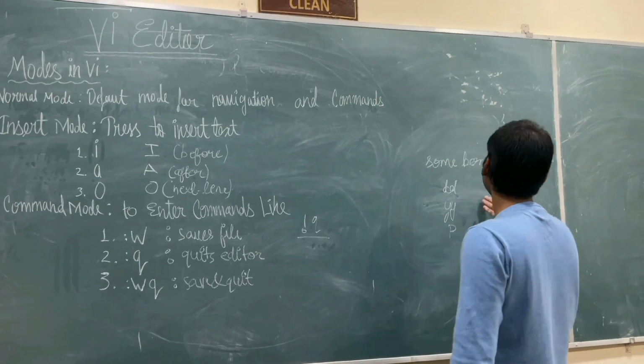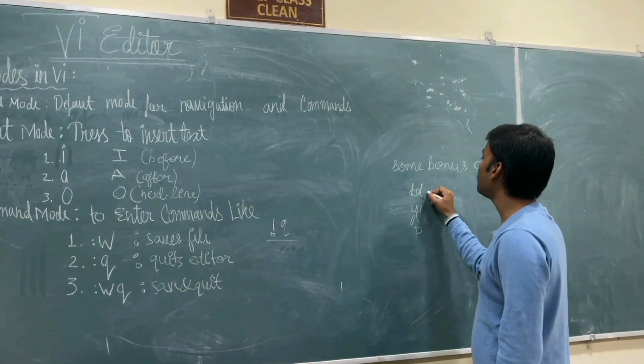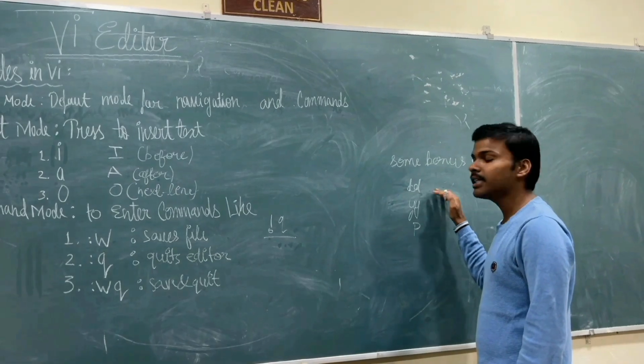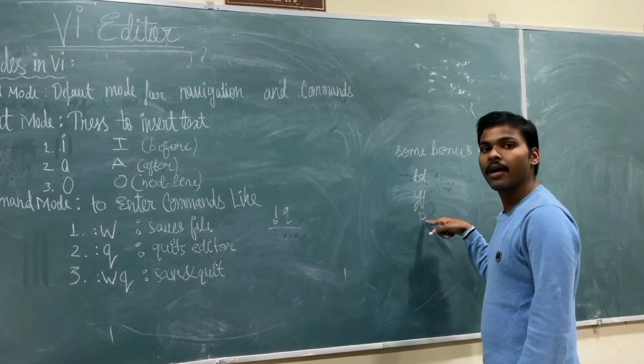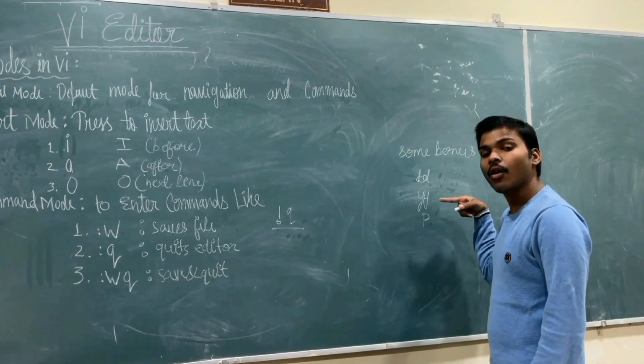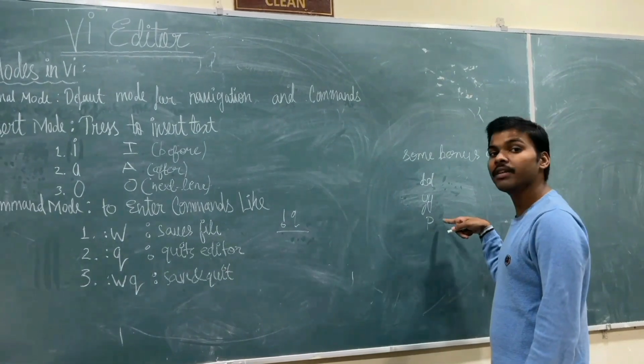And here we have some bonus commands. dd deletes the current line, yy copies the current line, and p pastes the copied line into the current line in which our cursor is present.